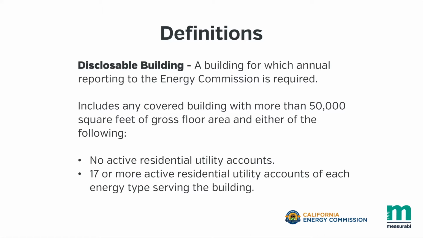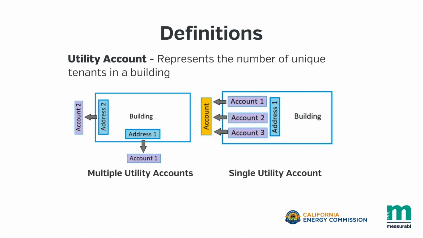So for example, for residential building data access, which was on the previous slide, we want you to be 5 or more for both electricity and gas. Those are the 2 energy types serving the building. Next slide, please.